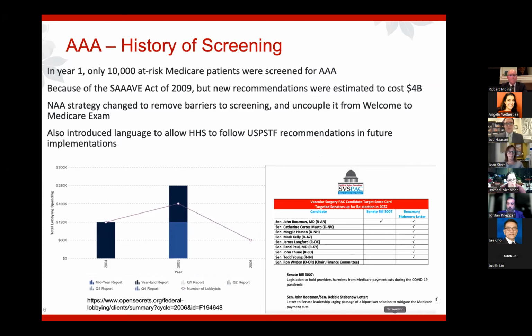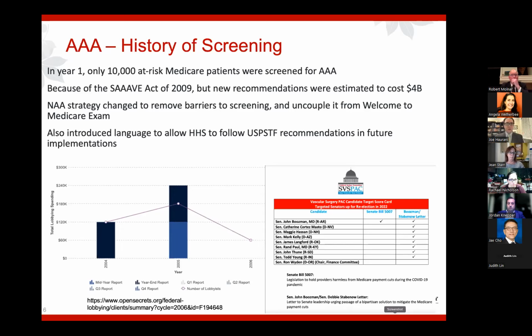If you look at the uptake of this, there were only about 10,000 at-risk people screened in that first year, which is not great uptake. So this got revamped in 2009 to get rid of some of the barriers, such as that one-time Welcome to Medicare screening exam, so that you could broaden who could get it. So it wasn't just the initial enrollees.